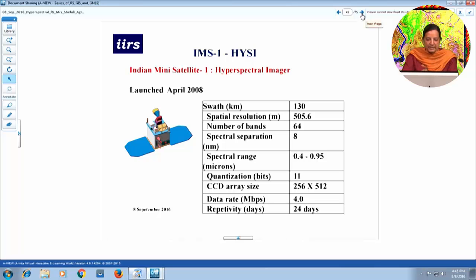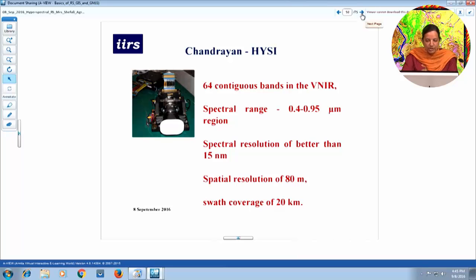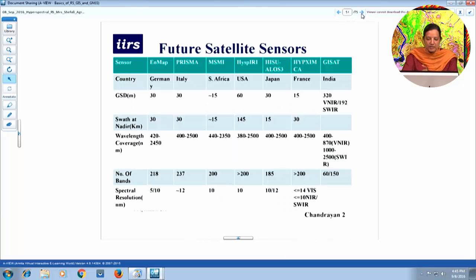This is for the HySI sensor of India, which I just mentioned. Onboard Chandrayaan also, India launched its hyperspectral imaging instrument, which has nearly similar characteristics to the IMS, except for the better spatial resolution of 80 meters. There the spatial resolution was 500, here it is 80 meters.